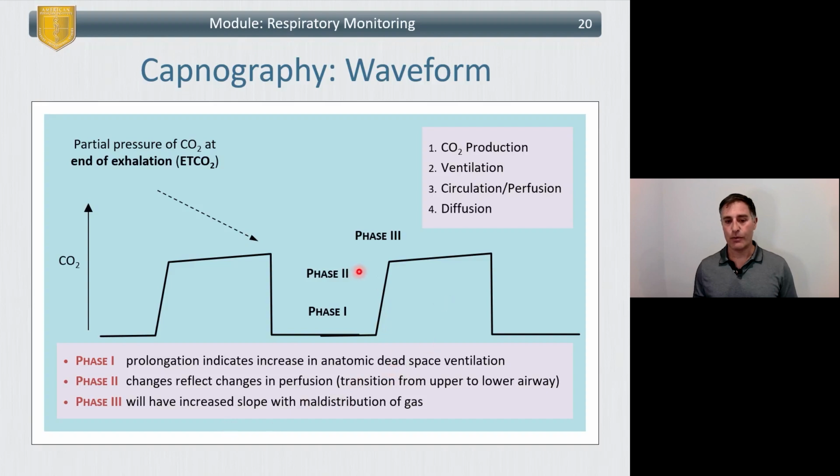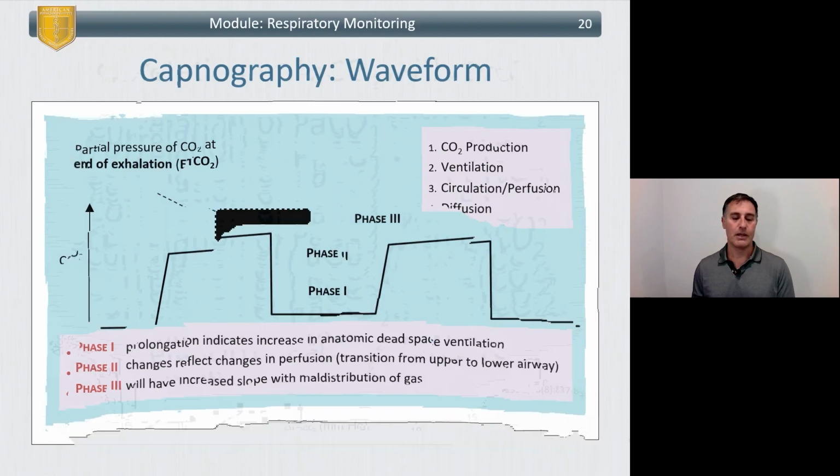And finally, the ramp on phase 3, if there's one present, should tell you that it's taking a long time to get to the more distal airways, and so that implies obstruction or a low exhalation flow state.